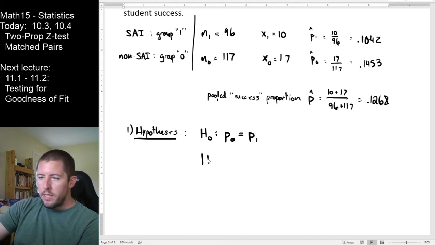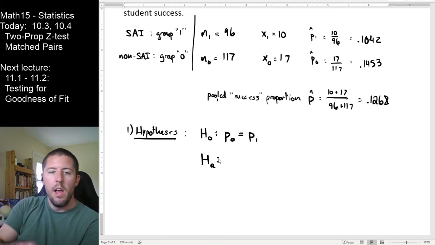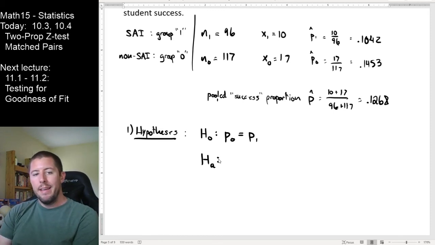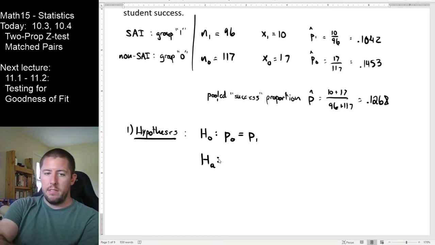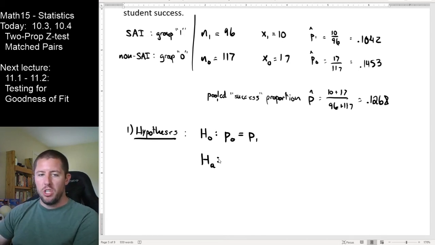What are we suspicious is going to happen for our alternative? What are we thinking we're going to show? Well, the whole point of the SAI program is to reduce fail rates, right? We want less proportion of fails if we did take the SAI class. That is what we're suspicious is going to happen.